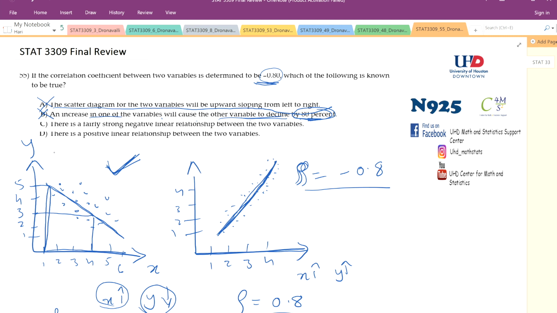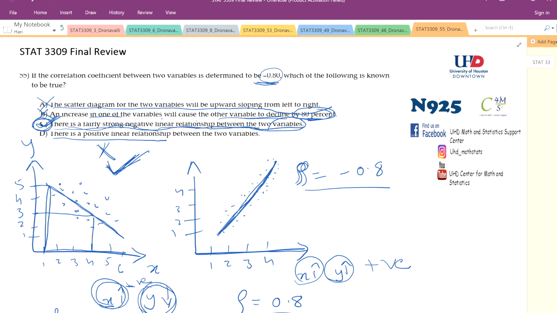Let's look at option C. Option C says that there is a fairly strong negative linear relationship between the two variables. That's true. That's what is seen, a negative relationship. That is, as one variable increases, the other decreases. That's called a negative relationship. If both the variables increase or decrease at the same time, that's called a positive relationship. So this one seems to be a correct answer, but let's look at the other option also, which says there's a positive relationship, which is wrong directly. So our final answer is option C, which says there is a negative linear relationship between the two variables.